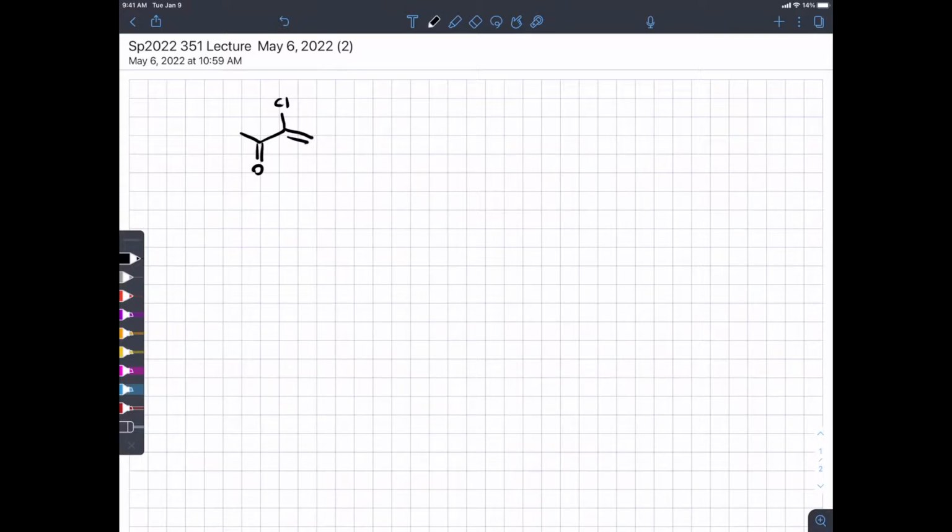All right, so I want to practice this a little bit because there are questions on the exam about E versus Z. So it's good to figure this out. So I'm going to draw an example molecule, and we'll do a few of these together.